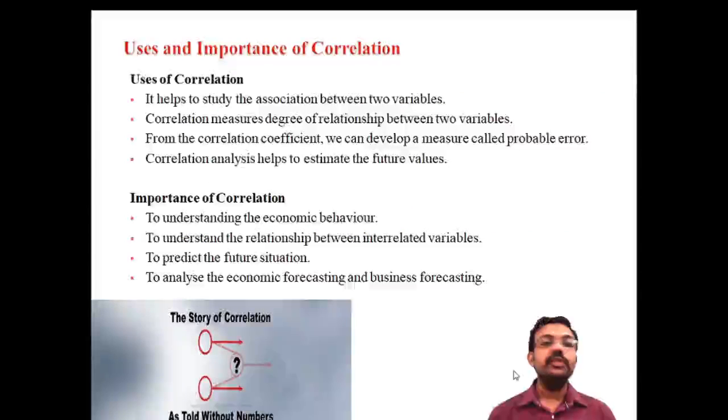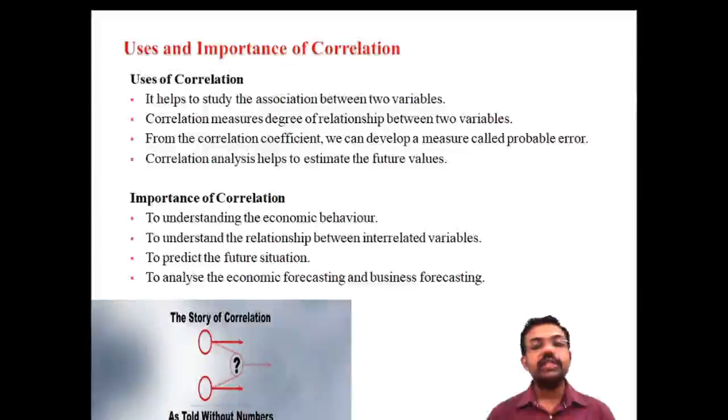Okay, and after that, what are the uses and importance of the correlation? The correlation is always the relation between two variables. One is x, another one is y. We are discussing what are the uses and importance of the correlation. The first important use of the correlation is to help study the association or relationship between two variables. The correlation is always used to identify the relationship between two variables. That's one of the importance of the correlation, to study the relationship between the variables.